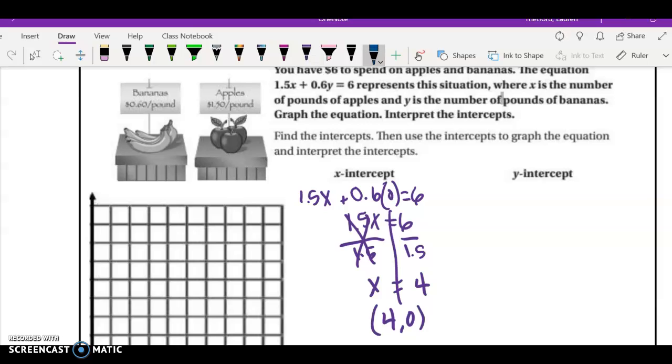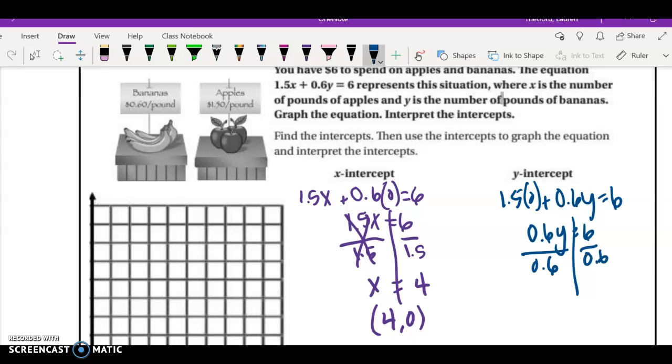My y-intercept, I have the same equation. And this time I'm going to plug in a 0 for my x. 1.5 times 0 is just 0. So that leaves me with 0.6y equals 6. And so when I solve, I'm going to divide by 0.6 on both sides. These cancel, and I have y equals 10. So my point is (0, 10).